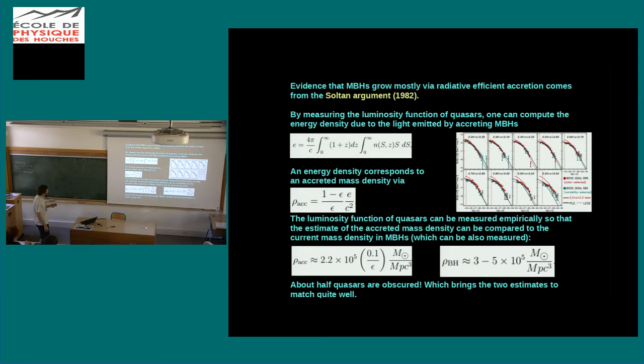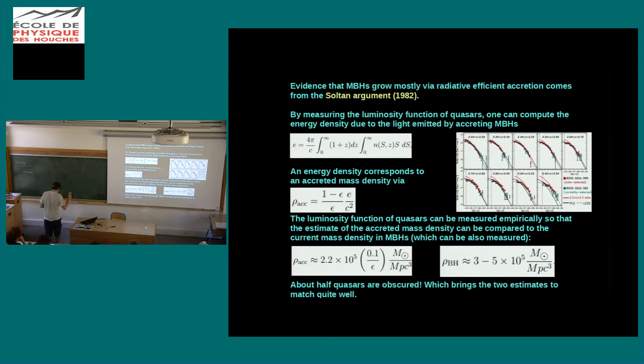So you see that the amount of mass that you have built up through accretion along the cosmic history matches fairly well the mass density that we see today in supermassive black holes. That tells you that most of the mass of today's supermassive black holes ended up there via accretion. Okay. You can actually use this argument to measure this efficiency, etc., etc.